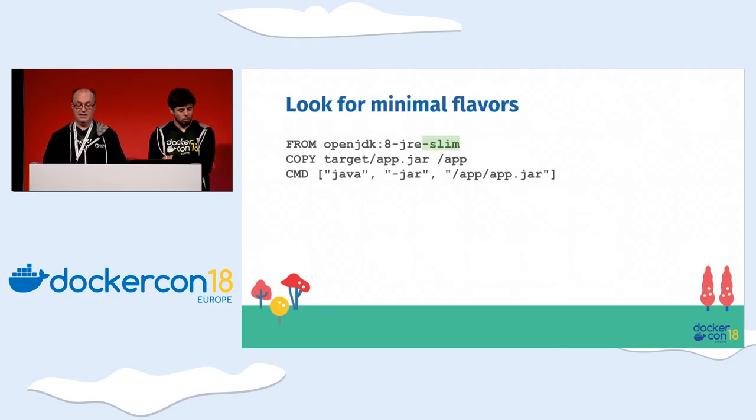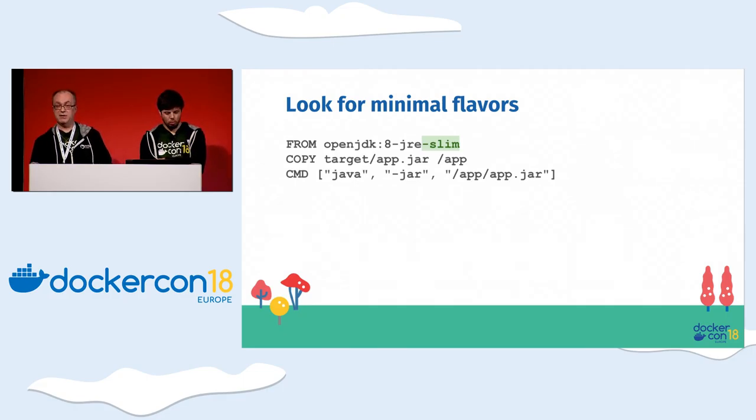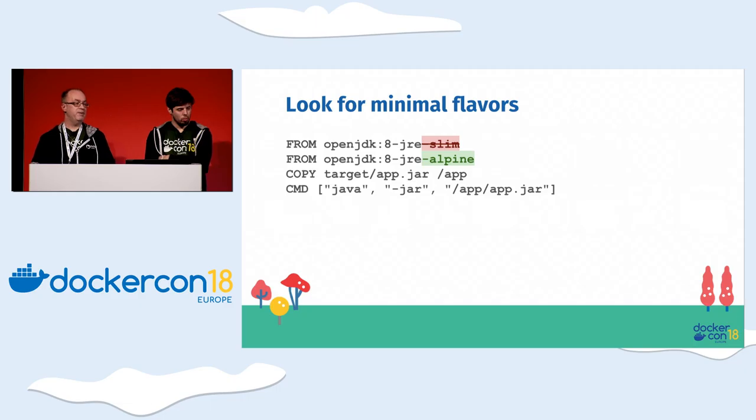For example, there is a slim variant, which installs the headless package of OpenJDK, doesn't ship all the UI-related stuff, is considerably smaller, and even smaller if you pick the Alpine version, which is based on Alpine Linux, which is a very minimal Linux version, and it's pretty much a good choice for containers. There are some exceptions which you may be running into, so always check if it works for your use case.